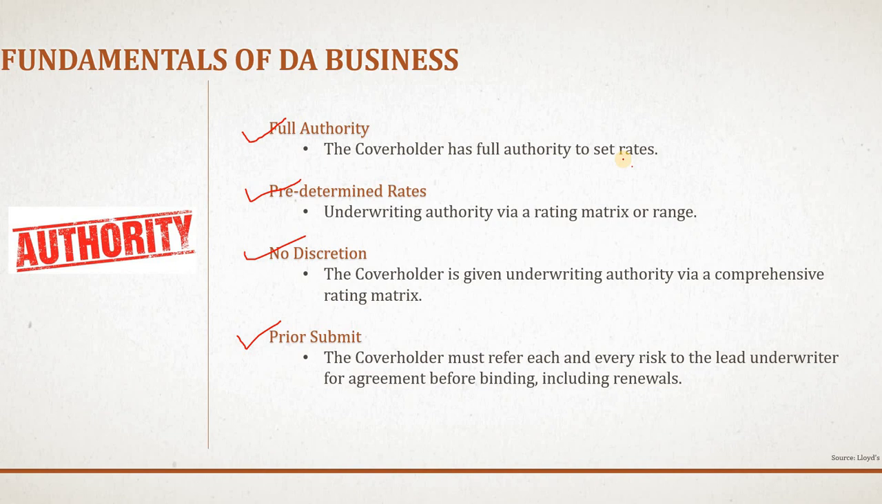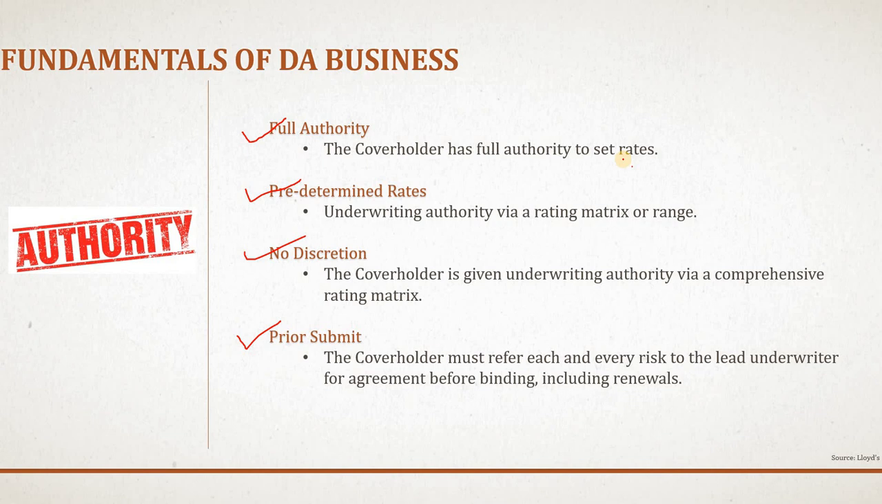Now the third one is no discretion. In this, the cover holder is given the authority via a comprehensive rating matrix. These arrangements do not give a cover holder discretion in calculating premium or making adjustments to it, other than minimum rounding up. So this is slightly more restricted. They have a very defined matrix and have to issue the rates based on that matrix, and they have very limited authority over the underwriting decision.